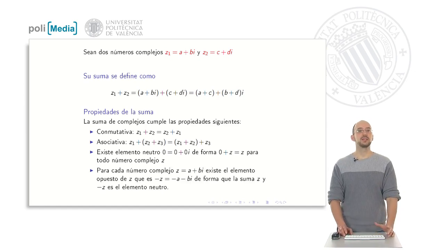There should also be an opposite for the sum. That is, for each complex number z equals a plus bi, there should be a complex number so that adding it gives us the neutral element. In this case, it is very simple to calculate. If z is equal to a plus b times i, the opposite would simply be to change the sign of the real part and the imaginary part.